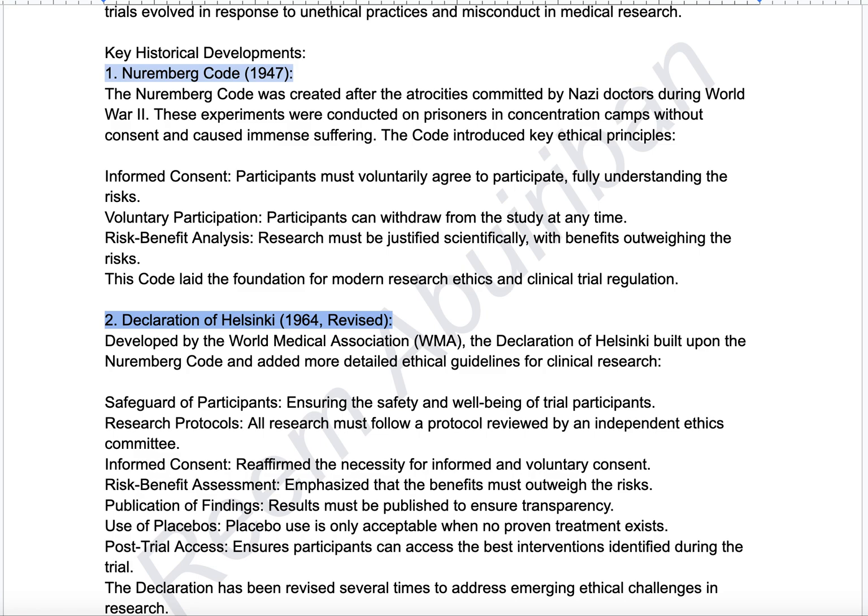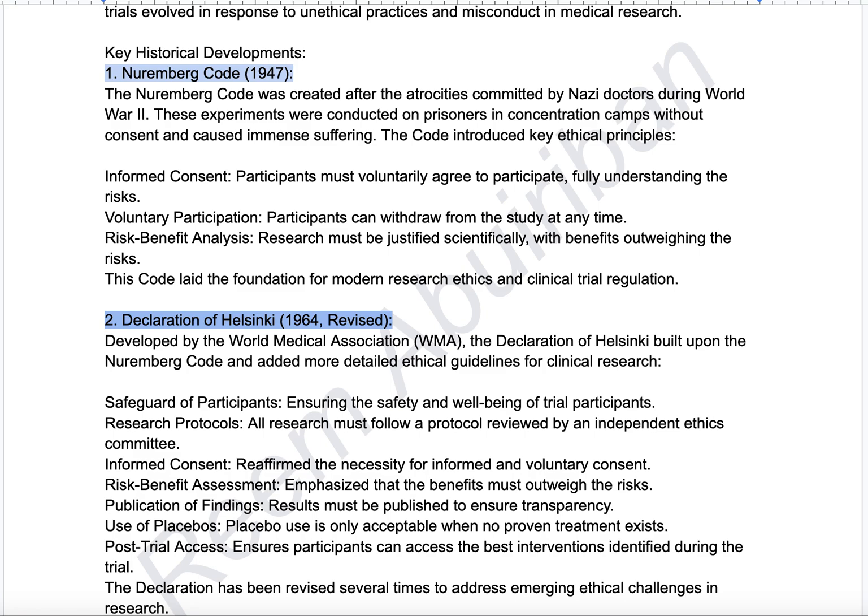So the first one is informed consent. Participants must voluntarily agree to participate, fully understanding the risks. Voluntary participation: participants can withdraw from the study at any time. Risk-benefit analysis: research must be justified scientifically, with the benefits outweighing the risks. The code laid the foundation for modern research ethics and clinical trial regulation.